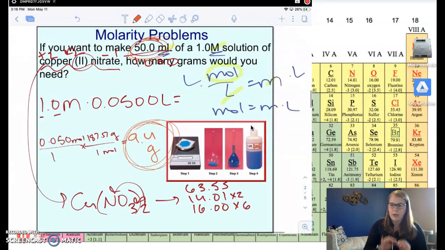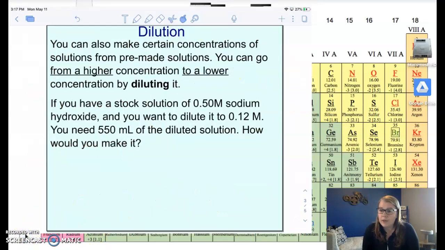So this is a much more practical way to make a solution: figuring out the amount of grams via the math, dissolving it into the water in a volumetric flask, and then going from there. Another way to make a solution, keeping in mind its molarity, is to perform a dilution.